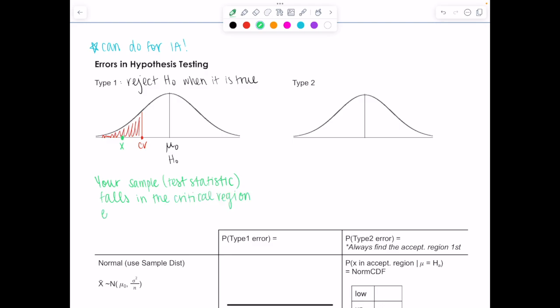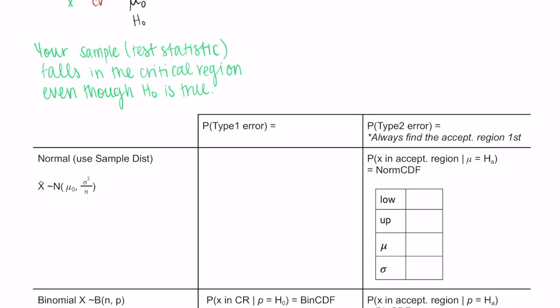even though your null hypothesis is true. So that means if that happens, you made a type 1 error. And sometimes the type 1 error is not as bad as a type 2 error, but it all depends on your situation. So the way that you calculate a type 1 error depends on the type of distribution you're using.